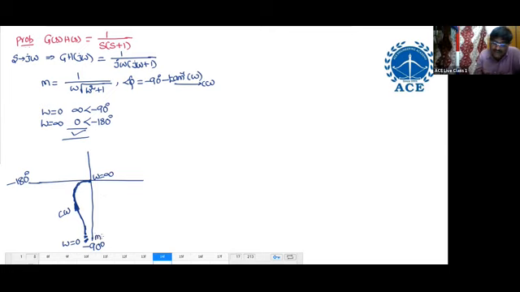This is the plot, but this is called approximate. Here, what is the magnitude? Infinity. Here, what is the magnitude? 0. So this is an approximated plot, second priority. Second priority is the approximated plot.